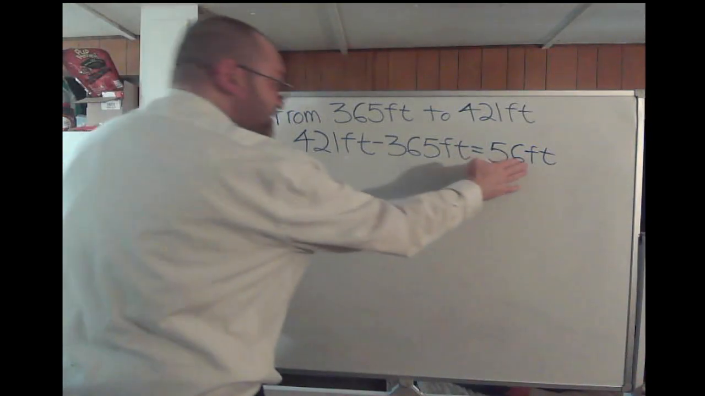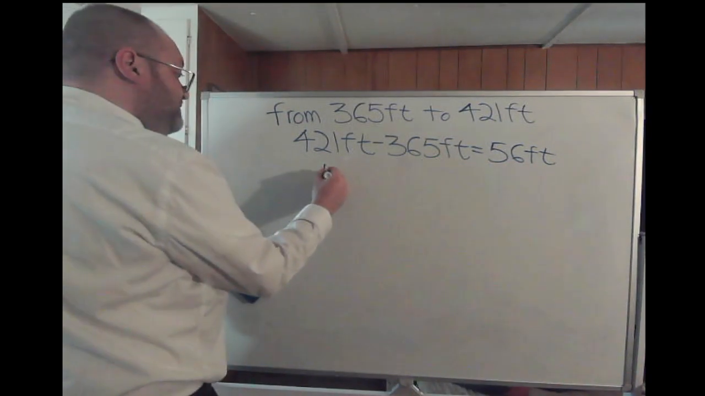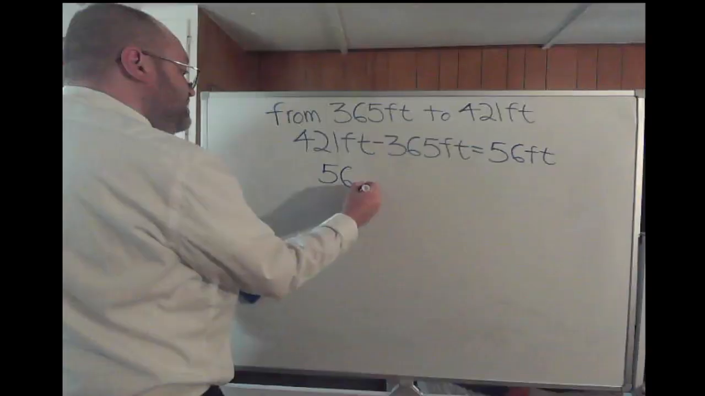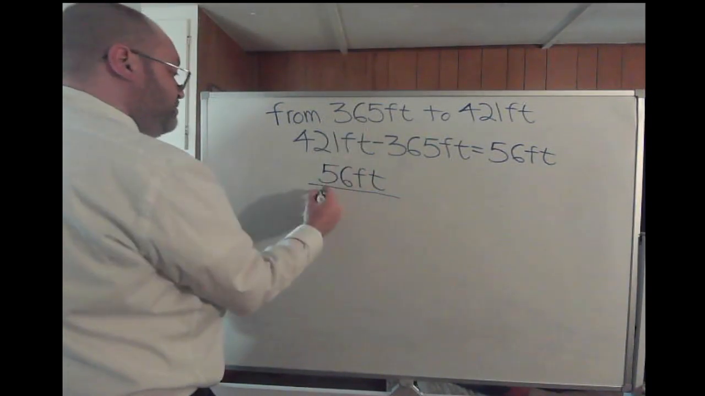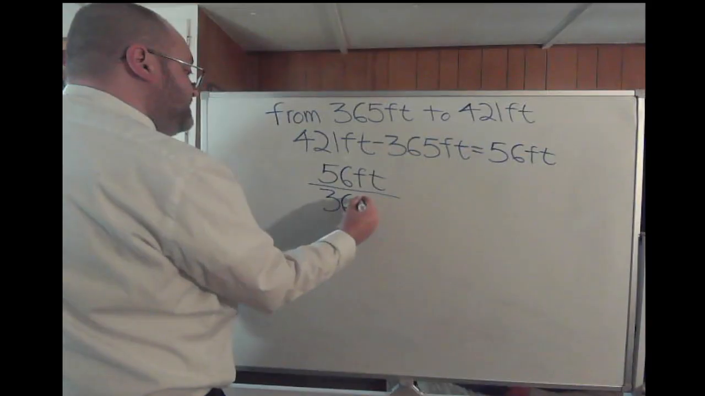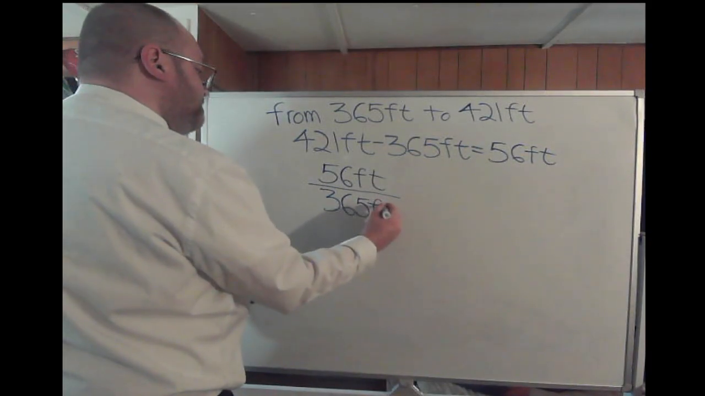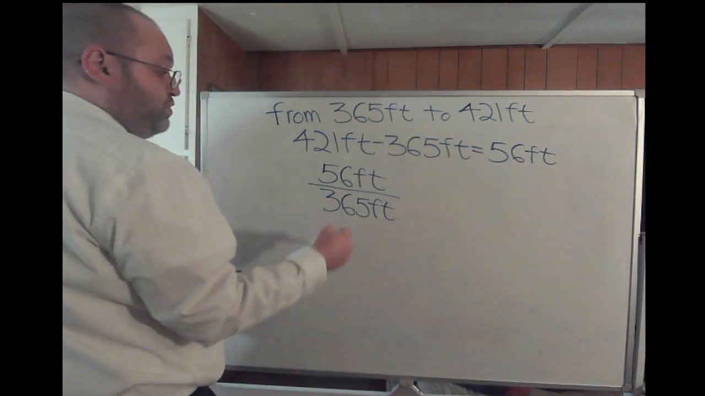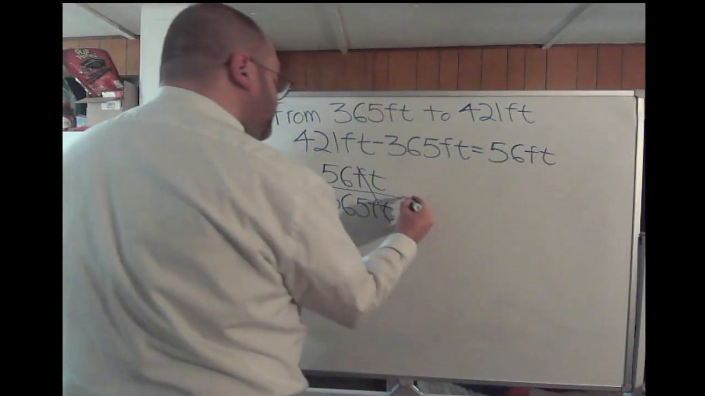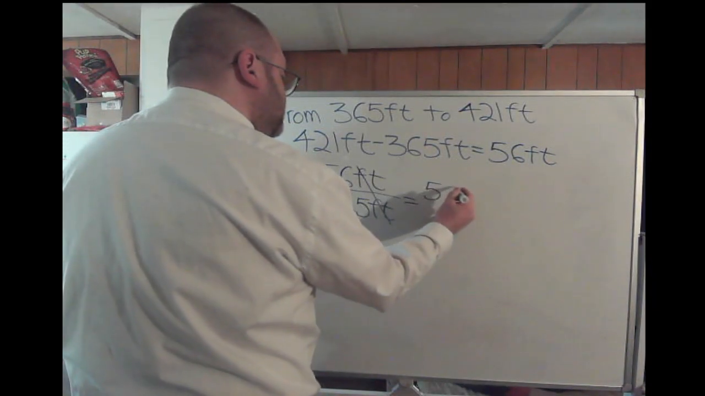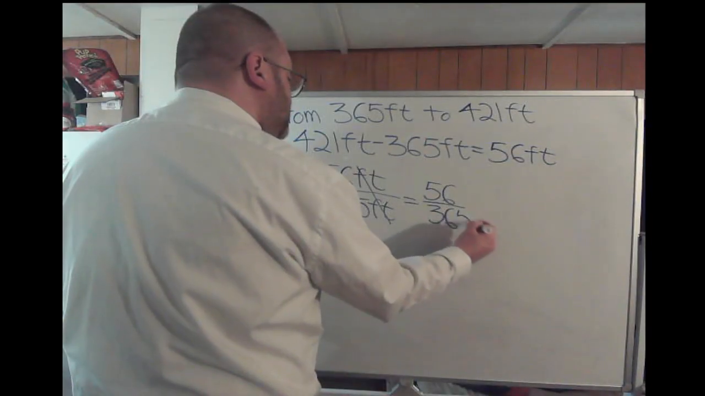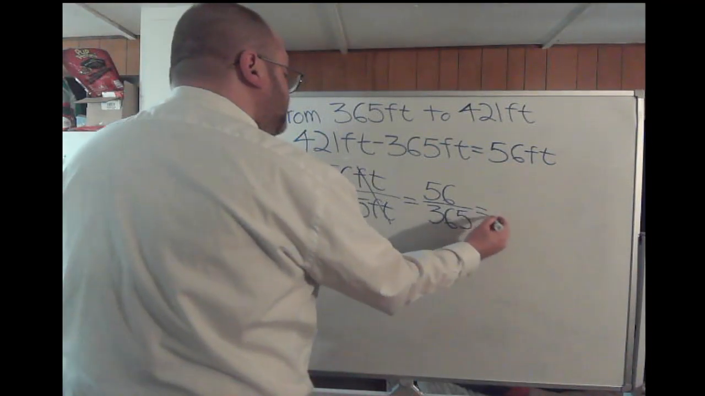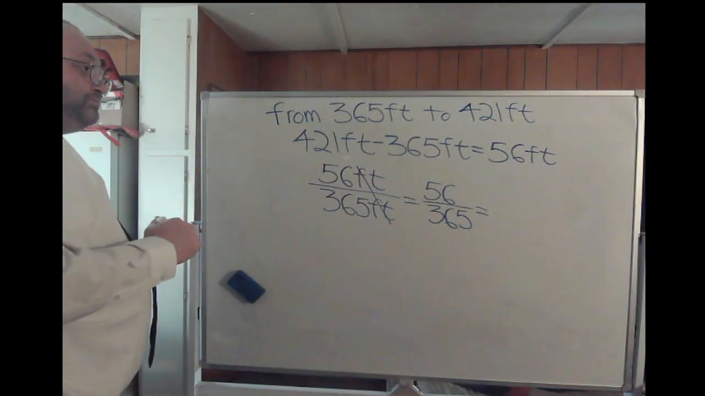Now that we figured out the difference, you're going to take that difference of 56 feet and put that over the original 365 feet. Well, of course, your feet cancel out. You're just left with 56 over 365. So now we just do that division. Let's get our decimal.